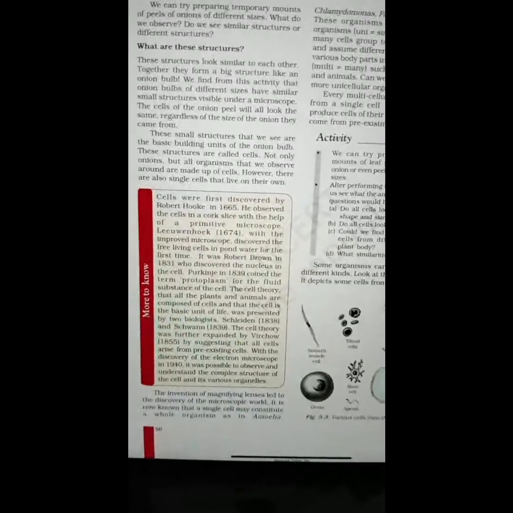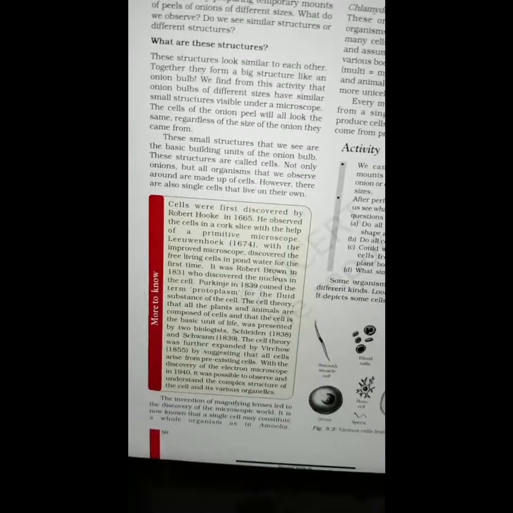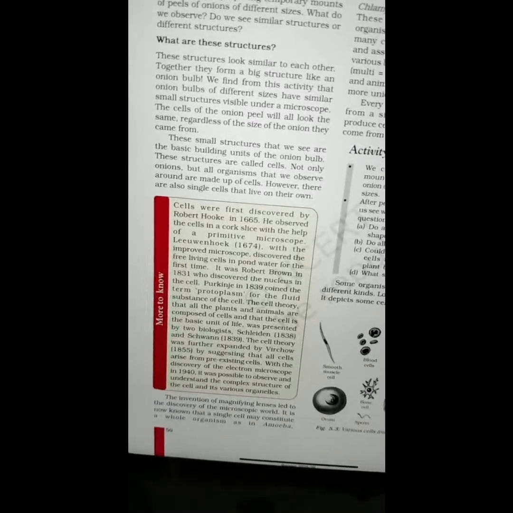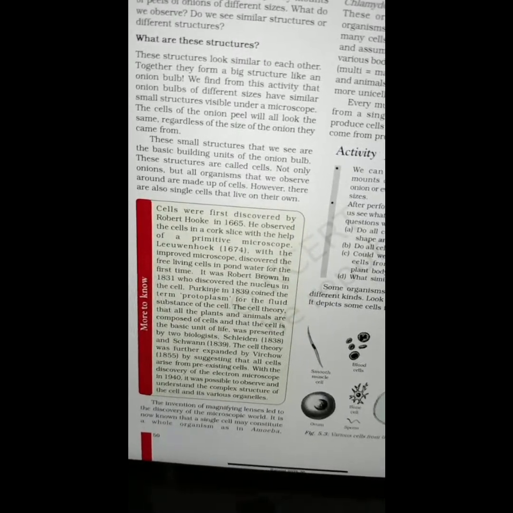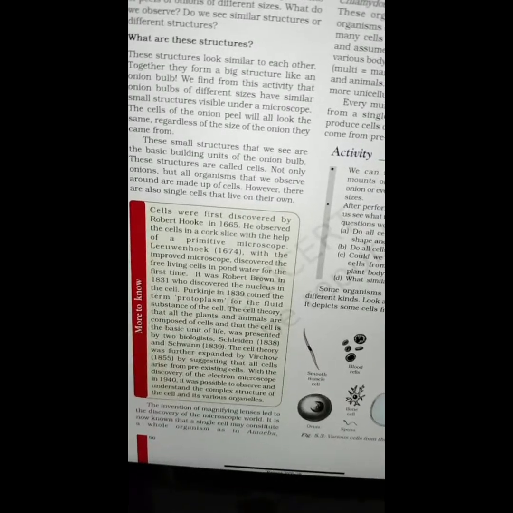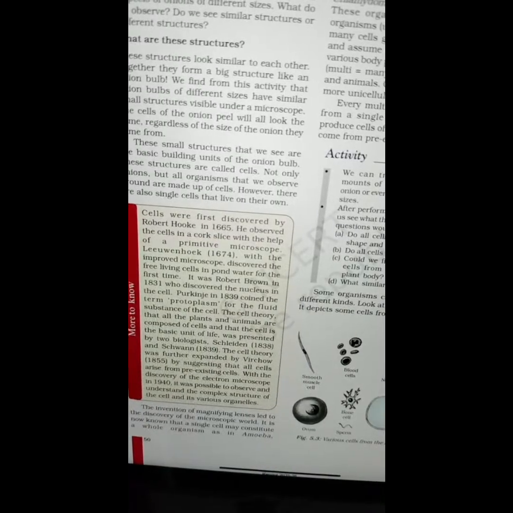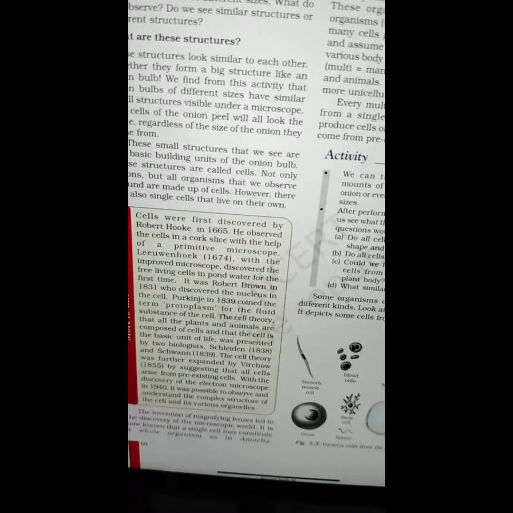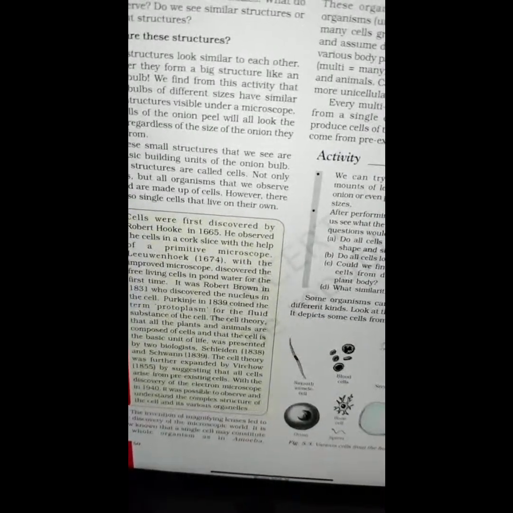So let's come to this block, which is giving you a list of scientists associated with various discoveries. More to know. Cells were first discovered by Robert Hooke in 1665. He observed the cells in a cork slice with the help of a primitive microscope. Leeuwenhoek in 1674, with an improved microscope, discovered the free living cells in pond water for the first time. It was Robert Brown in 1831 who discovered the nucleus in the cell. Purkinje in 1839 coined the term protoplasm for the fluid substance of the cell.